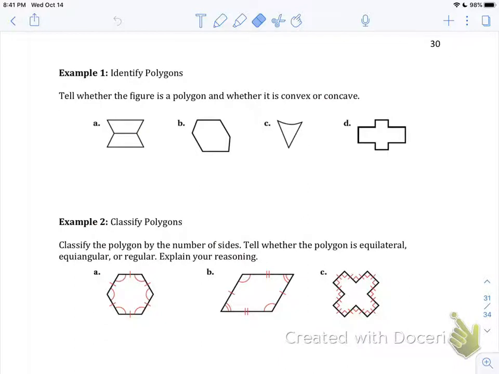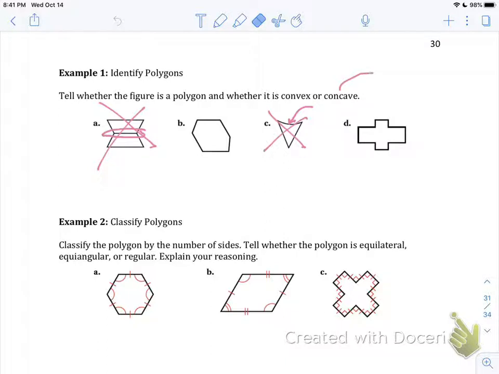Okay, example 1. They're asking us to identify polygons. So if we're going to identify polygons, we have to remember what they are. A polygon is a multi-sided figure that's closed. So if you were a mouse, you couldn't get out, and you don't have any endpoints inside. Each side intersects exactly 2 sides, one at each endpoint. Because of this being inside, this is not a polygon. Because of the curve, this is not a polygon. The other 2 are polygons.